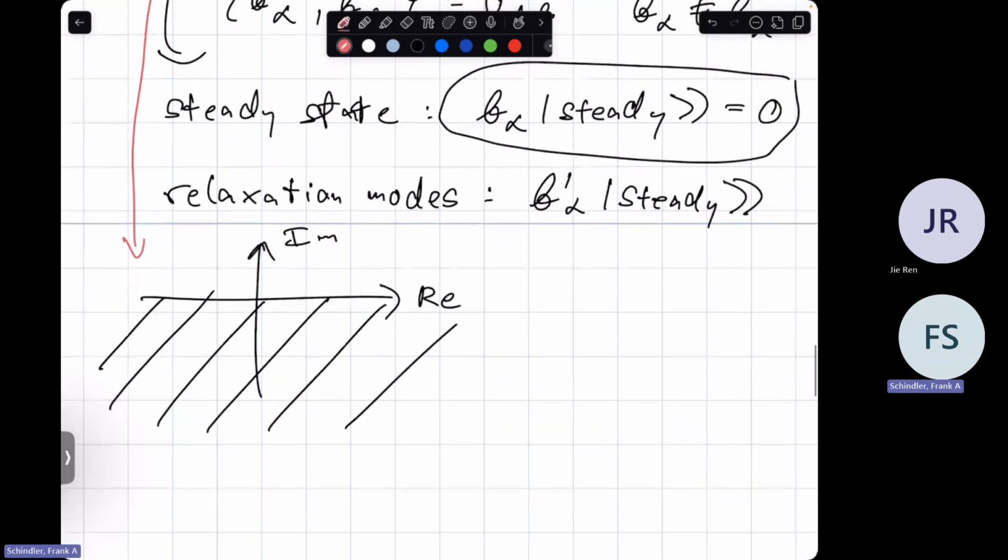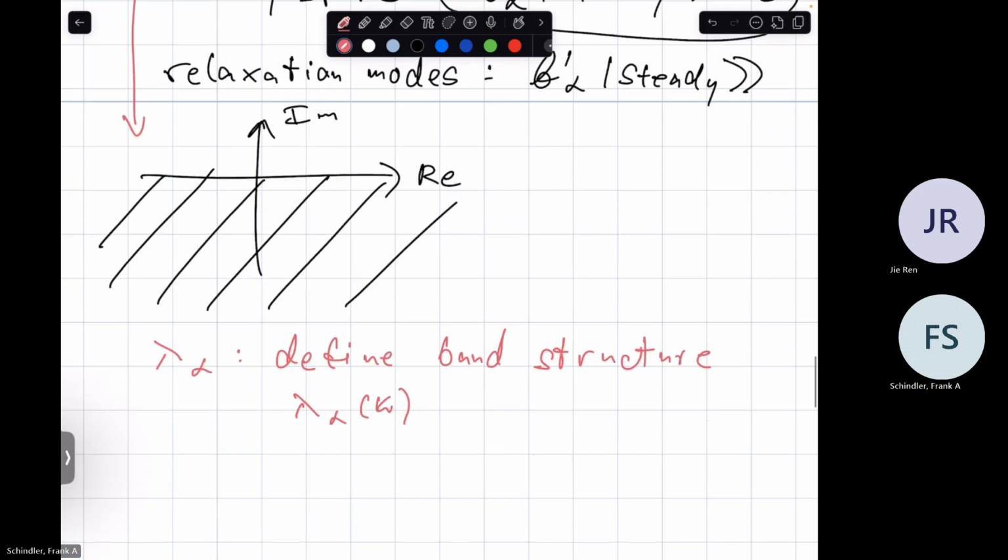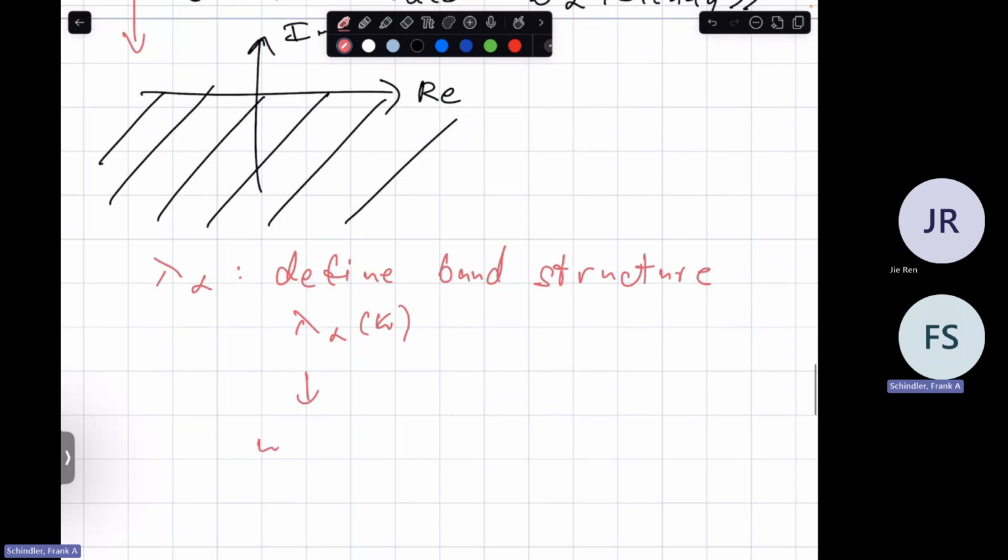So your lambda alphas, in general, they define a band structure. For example, if you have translational symmetry, then they are lambda alpha of k. Everything depends on plane wave momentum k. So that allows you to finally, that's the final result. So you can define a winding number, which I'll call W Lind for Lindblad, which is also some integer.